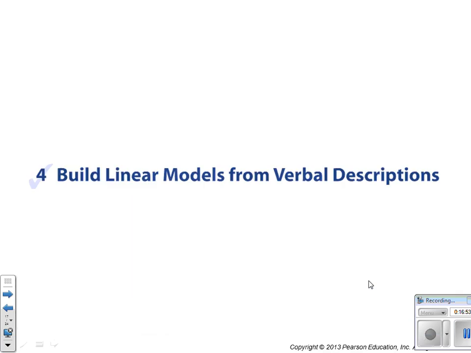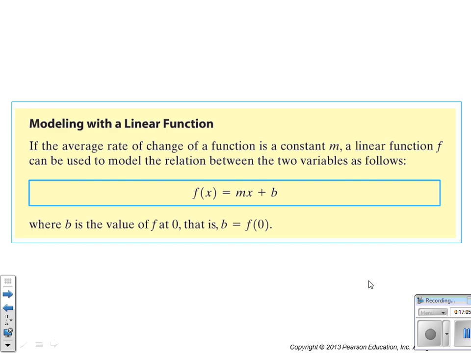All right, last learning objective: build linear models from verbal descriptions. This is the hardest task in this section because it's very word problem-y. When we're modeling a linear function, if the average rate of change of a function is a constant m, a linear function can be used to model the relationship between two variables. I would probably not write this down because you have this written down already.